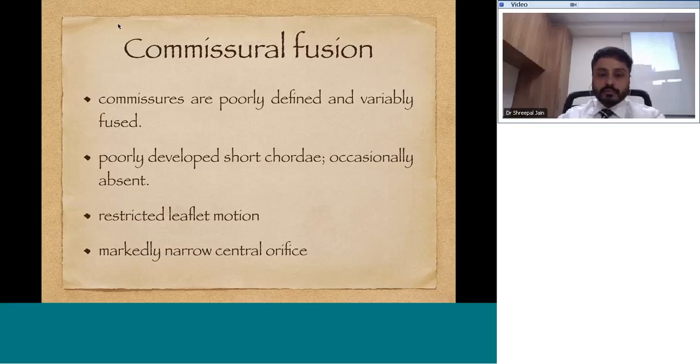Another subset of mitral inflow obstruction could be because of commissural fusion, wherein the commissures are poorly defined and variably fused. But again, here as well, they are associated with poorly developed short chordae, which sometimes may be completely absent. As a result, there is restricted leaflet motion and a markedly narrow central orifice.